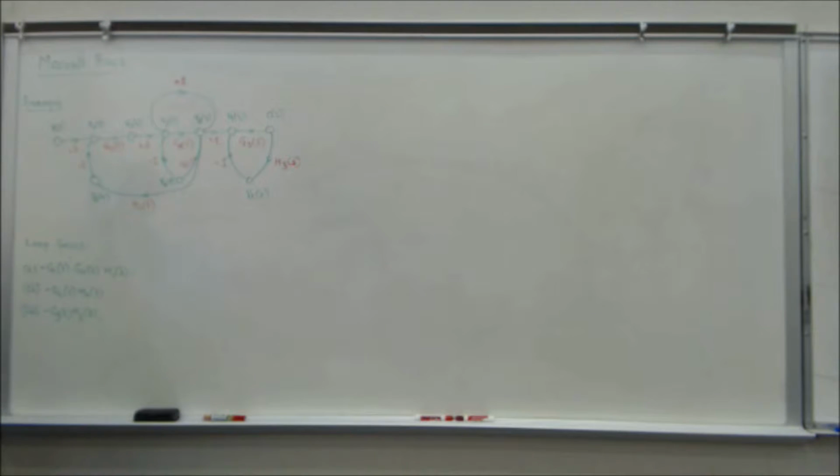Good, Sammy. So you have minus G1 into H1, right? Now you skip G2, correct? Because you're going this way. So it's just minus G1 H1, and you don't see any negative signs here, right? And the final one is minus H1 H2, okay.